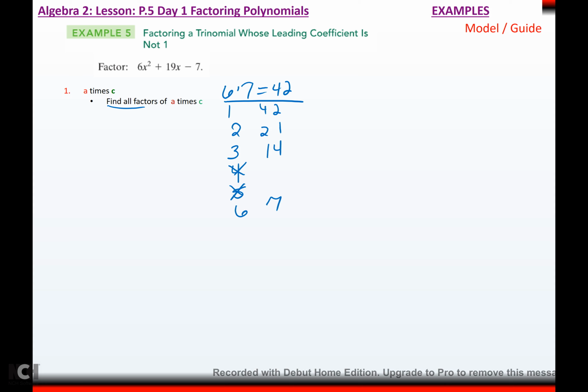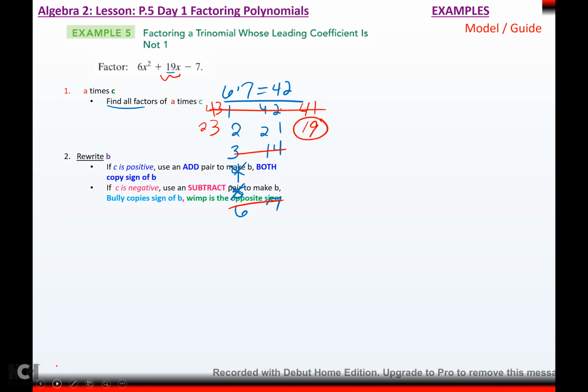I need to make 19, because I need to rewrite B, right? If I add 1 and 42, I make 43. Subtract, I make 41. That's not 19. Add 2 and 21, I get 23. Subtract 2 and 21, there's my 19. Quickly scan the other ones to make sure you can't make 19. No, no, we're good. So I need to rewrite B.